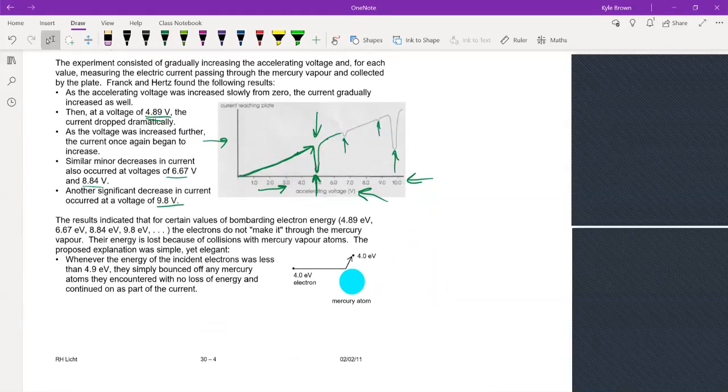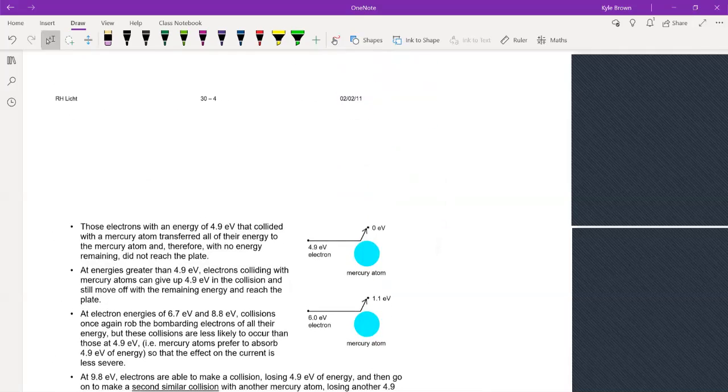What he was saying is that if you shoot an electron into a mercury atom, let's say with 4 electron volts, then the mercury atom would never absorb any of that energy. It never hits. And it would just leave with 4.